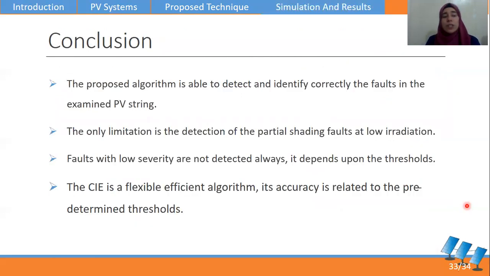As a conclusion, the proposed algorithm is able to detect and identify correctly the fault in the examined PV string. The only limitation is the detection of partial shading fault at low irradiation. Faults with low severity are not always detected. It depends upon the threshold. The algorithm is flexible, and its accuracy is related to the predetermined threshold.